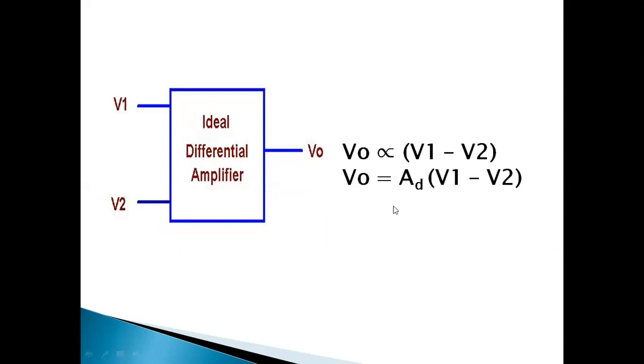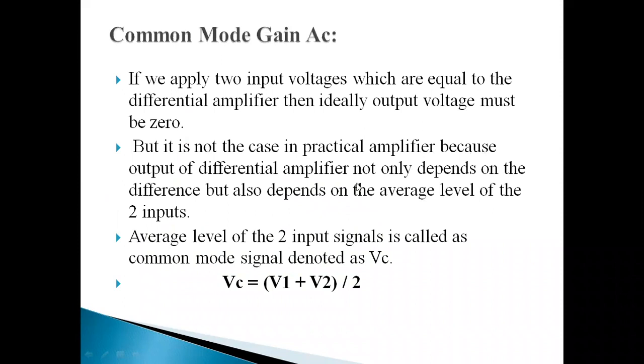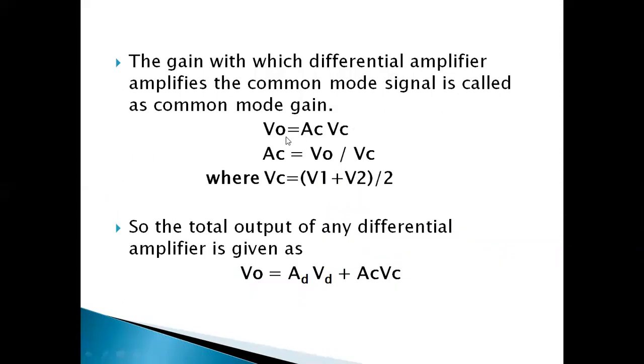In that case, whenever we are applying the same signals, the proportionality constant is taken as AC. So that's why V0 is equal to AC into VC. And what is VC here? VC is common mode voltage. So that is the average of those two signals. So that is V1 plus V2 by 2. So V0 is equal to AC into V1 plus V2 by 2. And from this equation, what is AC? AC is equal to V0 by VC. V0 is output voltage, VC is common mode voltage.